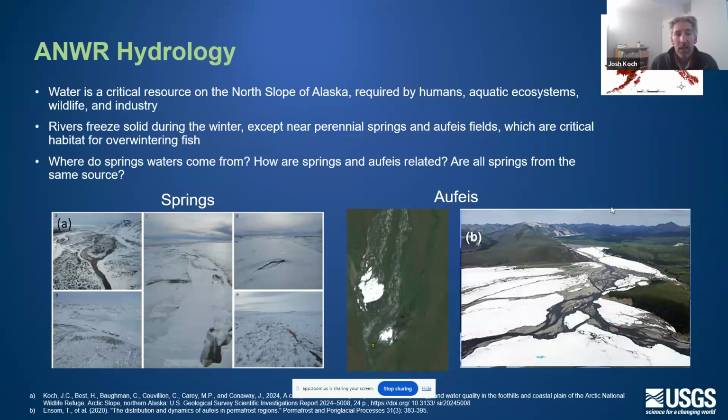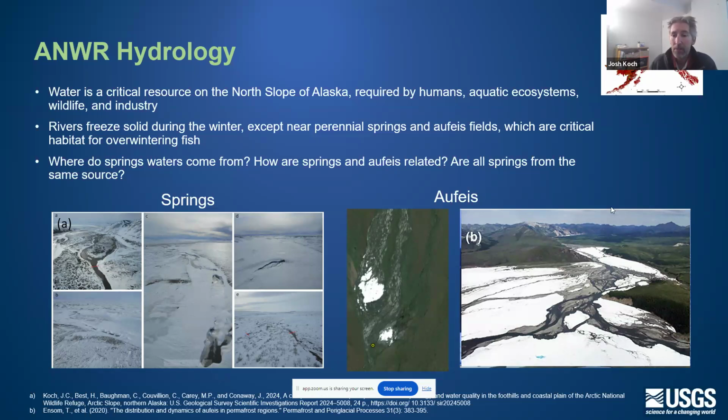We're looking at the Arctic National Wildlife Refuge. This is an area where water is a really critical resource, and it's incredibly limited, partially because most of the year it's frozen, so there's just not that much water. Our rivers freeze solid during the winters in most cases, except in some rare pockets where we're near perennial springs. These tend to be critical areas in the winter where we have pockets of fish that manage to survive.